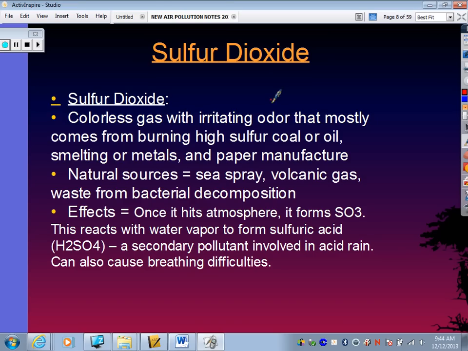Colorless gas, has an irritating odor. What I want you guys to know is that whenever you think of coal or you hear about coal, you should automatically think sulfur. Okay, so burning of coal that has sulfur in it is going to be one of your big things that gives off sulfur dioxide. Okay, and then it also has here burning of any oil that has sulfur in it as well. But your big guy, when you think of sulfur, you think of coal, think of the other one.